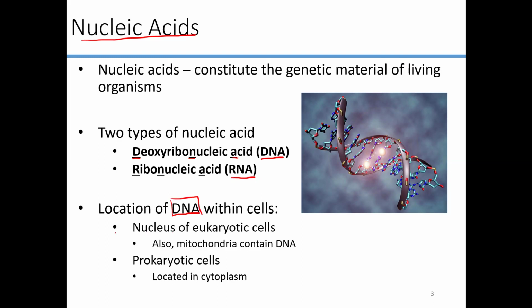So if you can remember, in eukaryotic cells, remember EU equals true, meaning it has a true nucleus. And just like that, it reminds you that eukaryotic cells are going to have a nucleus, meaning DNA is going to be found within that nucleus. Now remember, we also have the mitochondria, and that is going to contain DNA as well. So in eukaryotic cells, it's going to be the nucleus as well as the mitochondria. Unlike prokaryotic cells, remember, pro equals no, meaning that they do not have a true nucleus. So in this case, that DNA is going to be located in the cytoplasm.